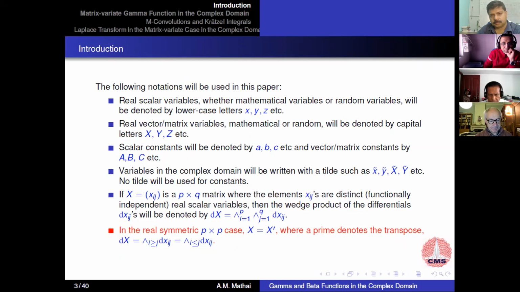I need the wedge product of differentials. The wedge product of differentials for a p by q matrix is this, the wedge product of all the differentials in that matrix. And when it is real symmetric, the wedge product will be like this, p into p plus 1 by 2 differentials only.